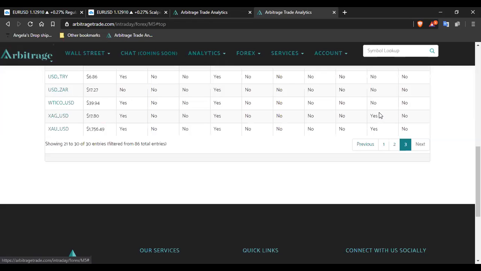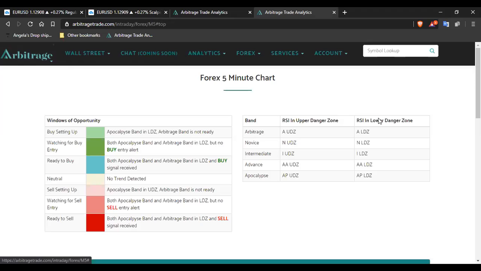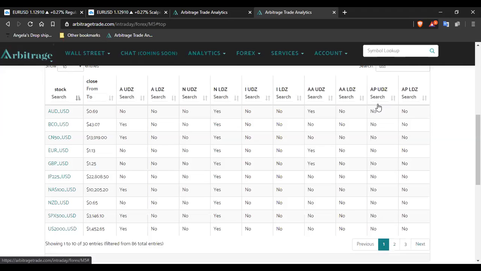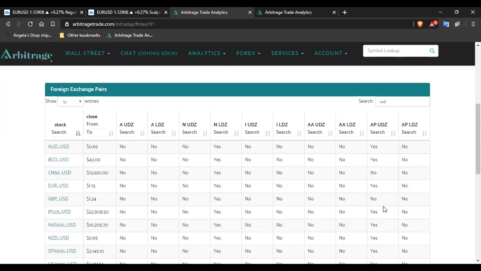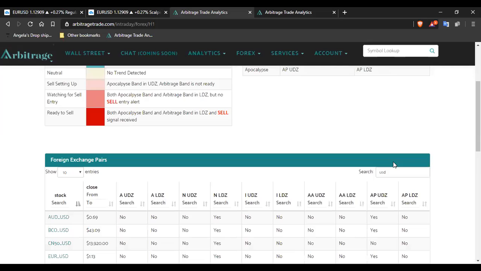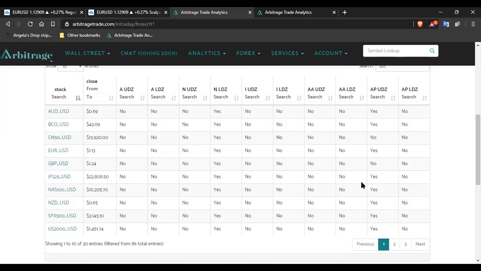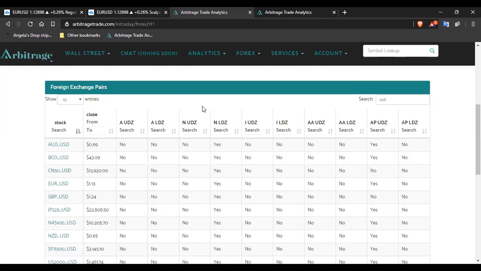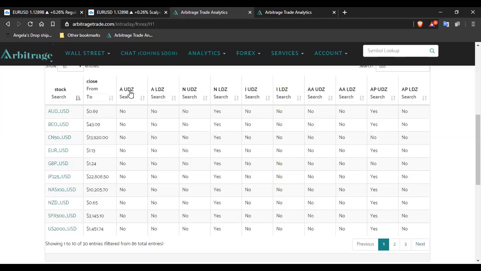When we go to the first page, we don't have anything for the apocalypse right here, but on the hour we kind of do, though that's something we'll talk about more later on. So on the 1-hour time frame, we have these. They're all yeses, so these are for long-term moves. When we talk about the 1-hour upper danger zone on the apocalypse and so on, that's for longer term goals. But we don't have anything for the arbitrage over here. So no.